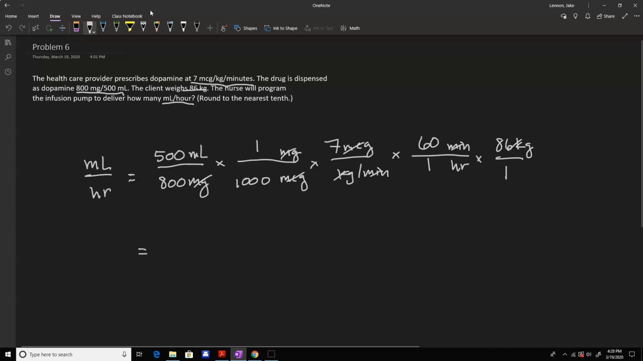500 times 1 times 7 times 60 times 86. Again, the more steps in the problem, we should expect to see larger numbers. So don't panic if the numbers seem big to you. We don't want to think about if it's reasonable until we get our final calculation there. Again, it's always a good idea to make sure you're counting your zeros properly. I've seen people mess this up all the time by not making sure that they're counting their zeros correctly from the calculator.